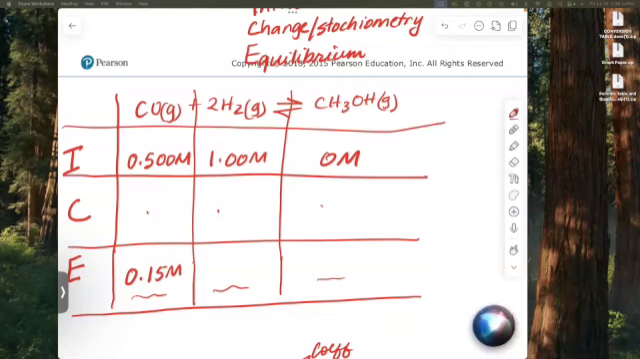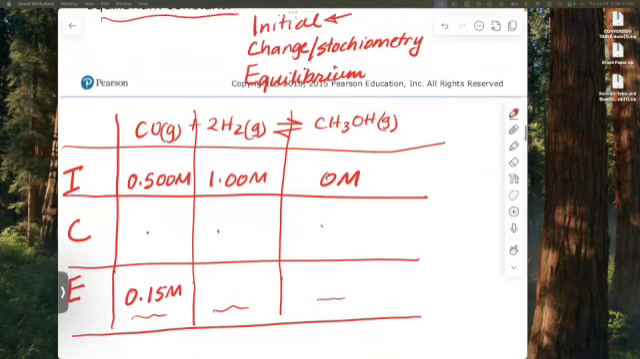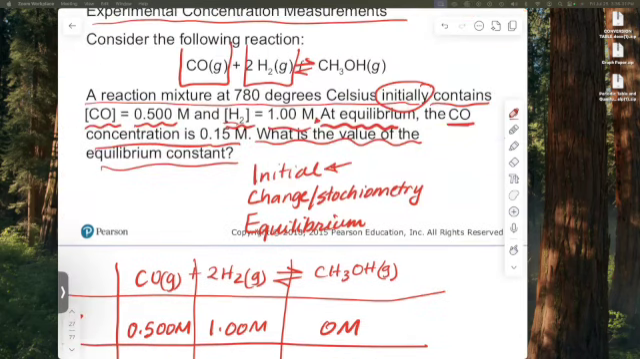How do we stop this? Oh, I didn't know how to stop that. Anyway, we have 0.15 molar of the CO, carbon monoxide, left.